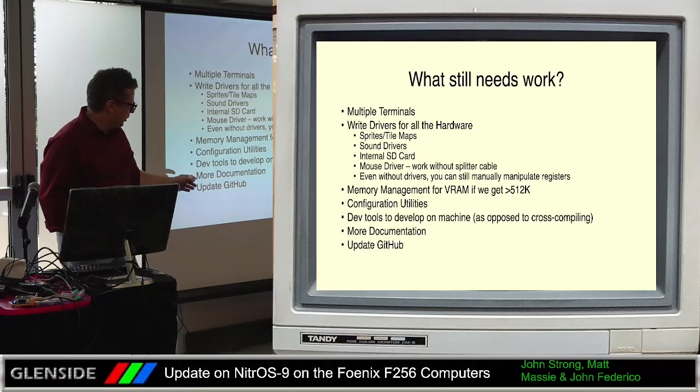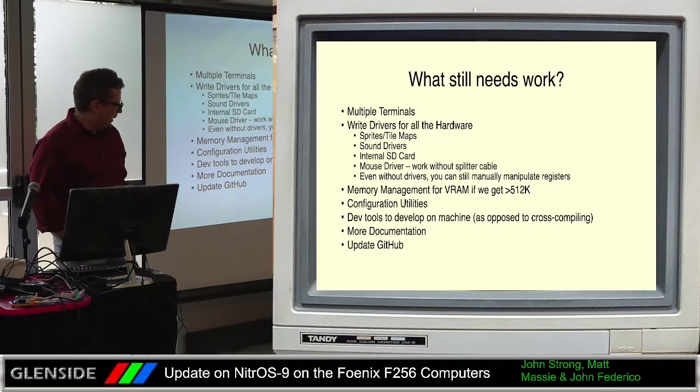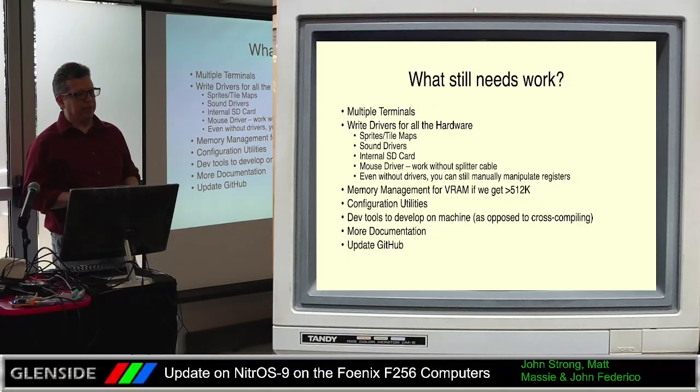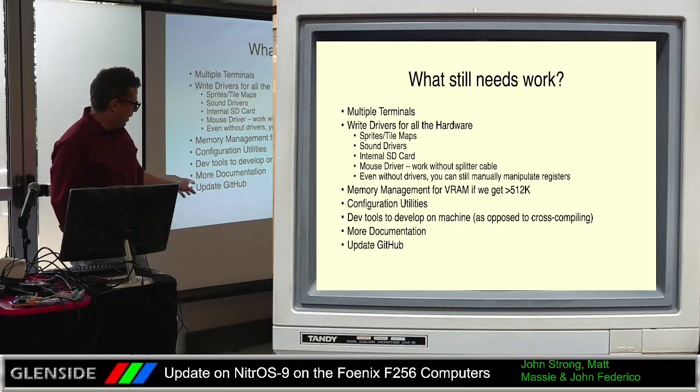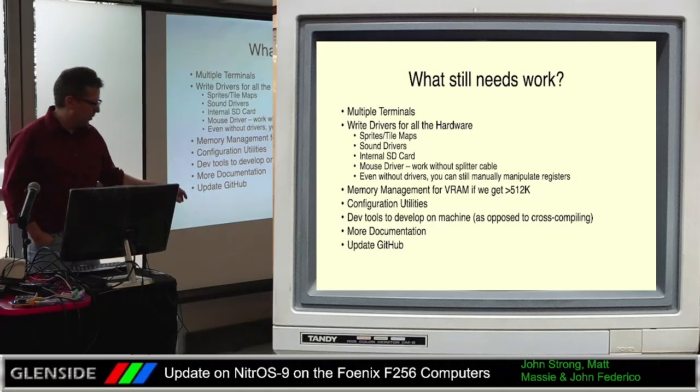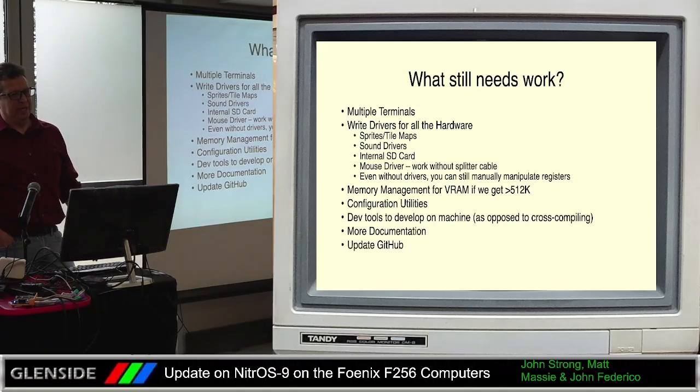We need more configuration utilities. We'd really like to get some dev tools to be able to develop directly on the machine, like a C compiler and an assembler. And then we need more documentation, and we also have to update the GitHub. We've been kind of negligent about that in the past month and a half, 2 months, and we need to update some stuff on that.